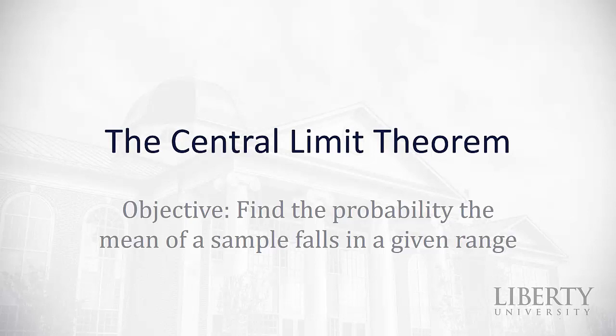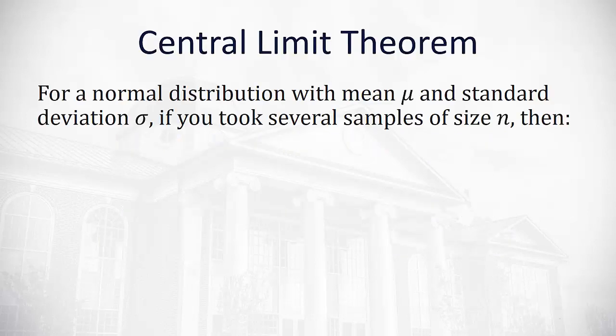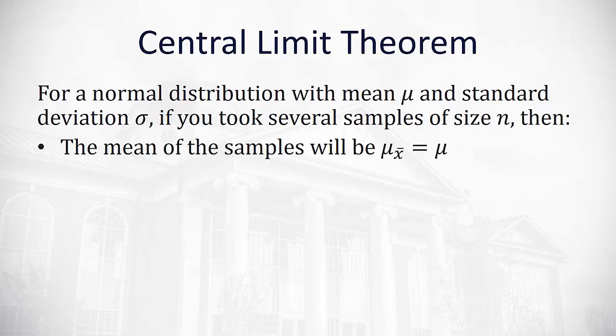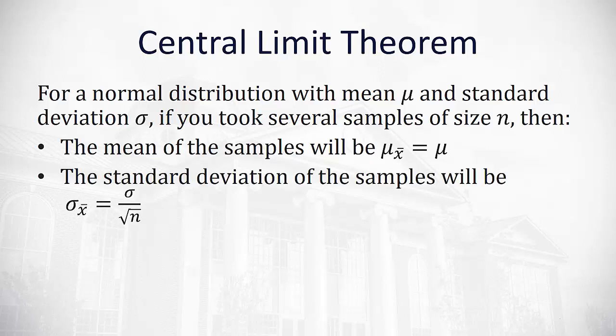Now we're going to collect a sample, find the mean of that sample, and compare the probability that mean behaves the way it does. The central limit theorem says if we have a normal distribution with a mean of mu and a standard deviation of sigma, and we took samples of size n, the mean of all the samples will be the same as the mean of the entire population. However, the standard deviation is going to be smaller because we're taking several data values and averaging them. We're less likely to get an extreme value for our mean because it's balanced out with all the other values.